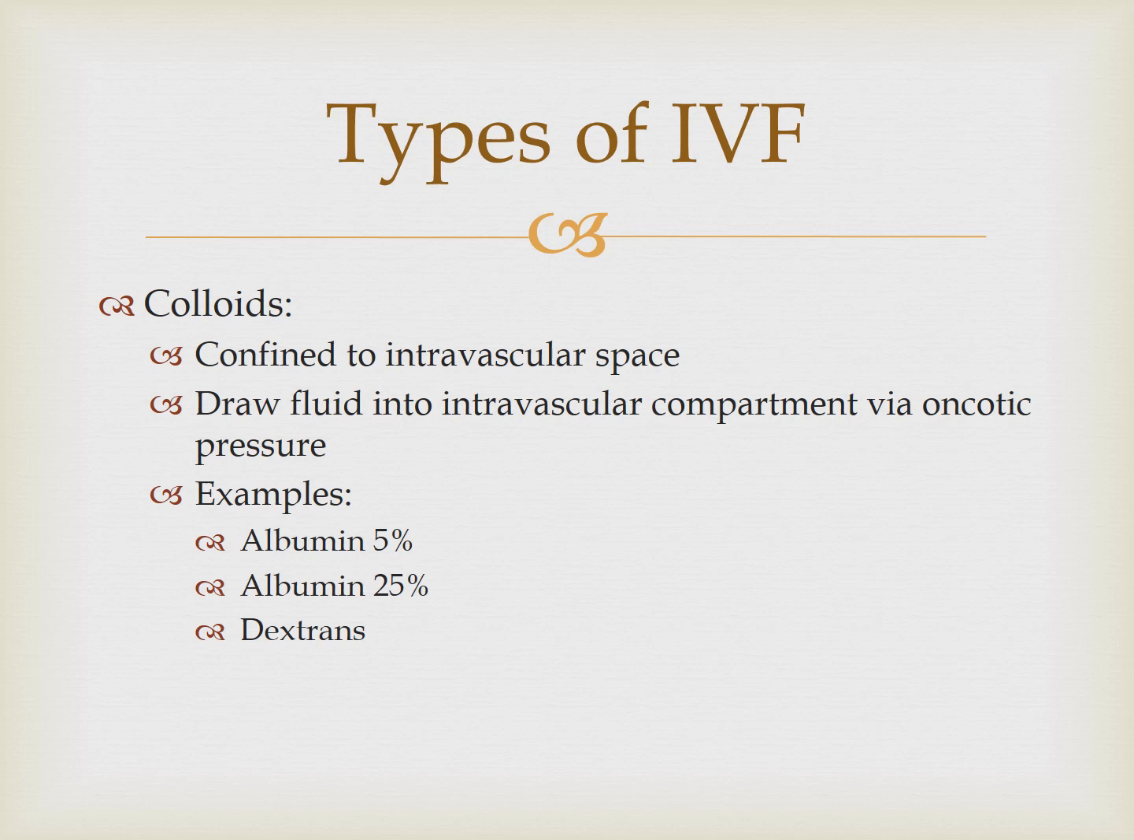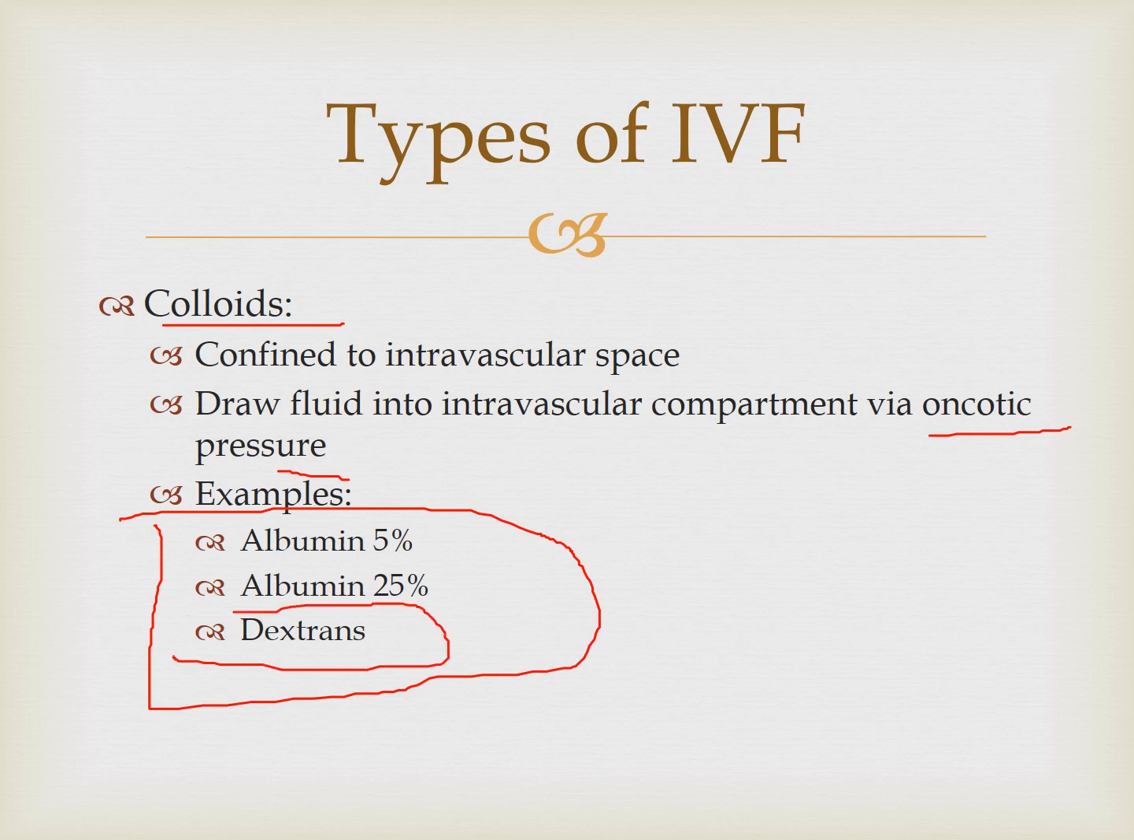So we talked about the types. We continue with the types of IV fluids. We talked about crystalloids, and now we talk about colloids. They're confined to the intravascular space. What happens is that they draw fluid into the intravascular compartment via oncotic pressure. They have carriers that bring in the fluid via oncotic pressure. Examples that we see used mostly in the ICU are albumin 5%, albumin 25%, and dextrans. We usually don't use dextrans, but we use albumin 25%.